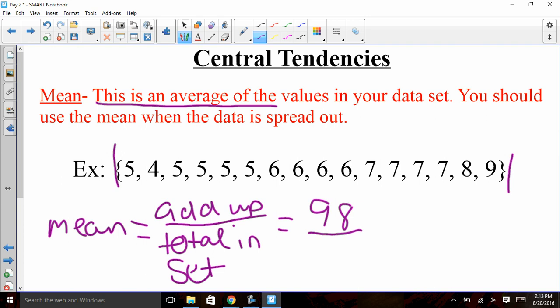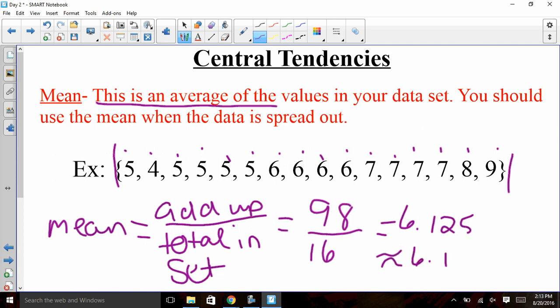Then what we're going to do with that 98 is we're going to divide by the total number in our set. So we have 1, 2, 3, 4, 5, 6, 7, 8, 9, 10, 11, 12, 13, 14, 15, 16. So I see we have 16 values in our set. So I'm going to take 98 divided by 16. And that gives me 6.125, or about 6.1.